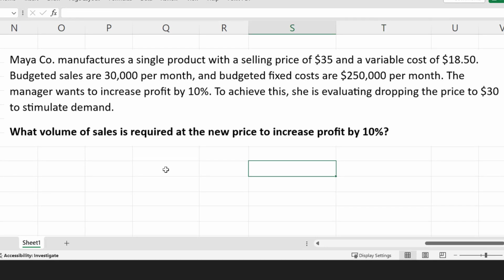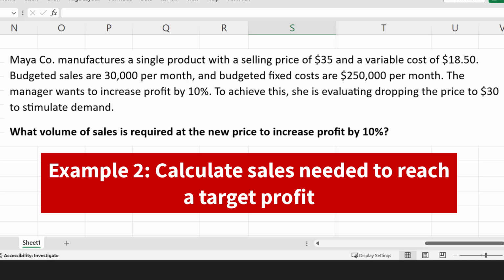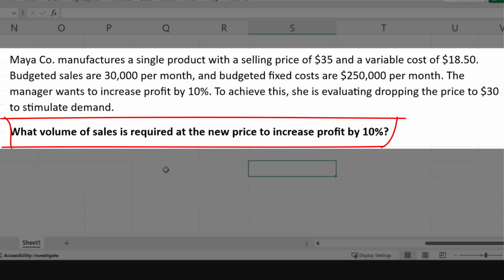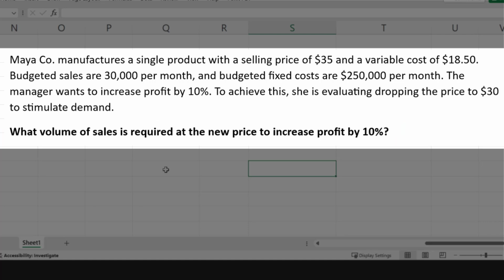Moving on to our next example, we're now going to use the same principles from marginal costing to help us make a decision. We want to increase profit, and to do this, we're going to drop our selling price, and that's going to stimulate demand. Hopefully there's some elasticity of demand, so the volume will increase, and we'd like to grow our profits. So look at the question here. What volume of sales is required at a new price to increase our profit by 10%? A bit more complicated than the previous example.